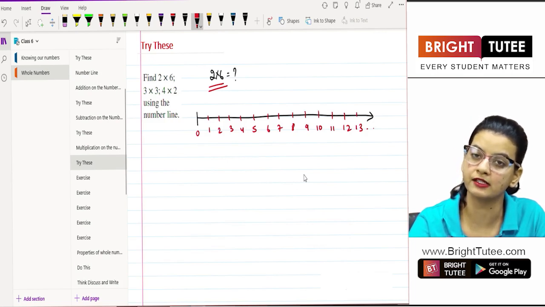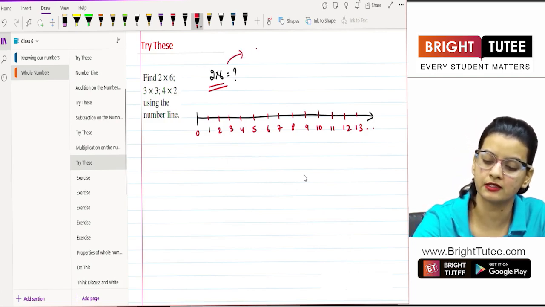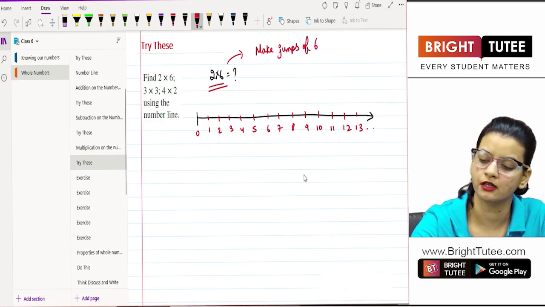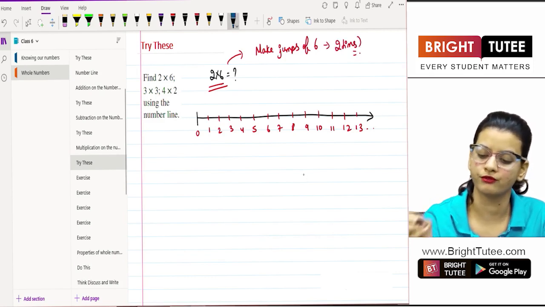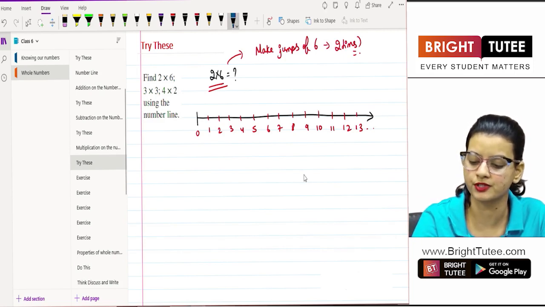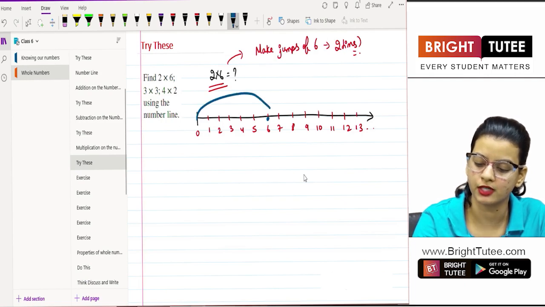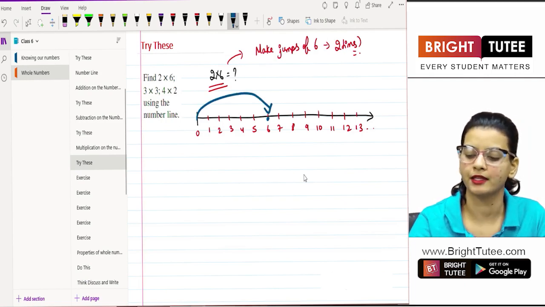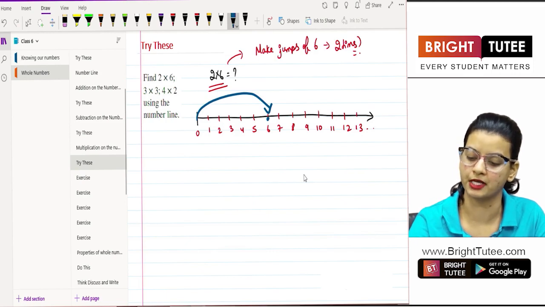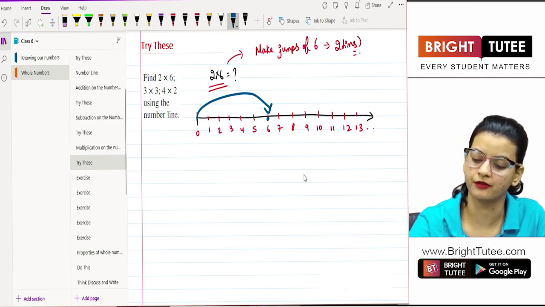I have to make jumps of 6, 2 times. So let me start. First of all, I will make the first jump from 0 to 6. This is 1 time. Then I have to make another jump of 6. Counting 1, 2, 3, 4, 5 and 6, I will reach here.